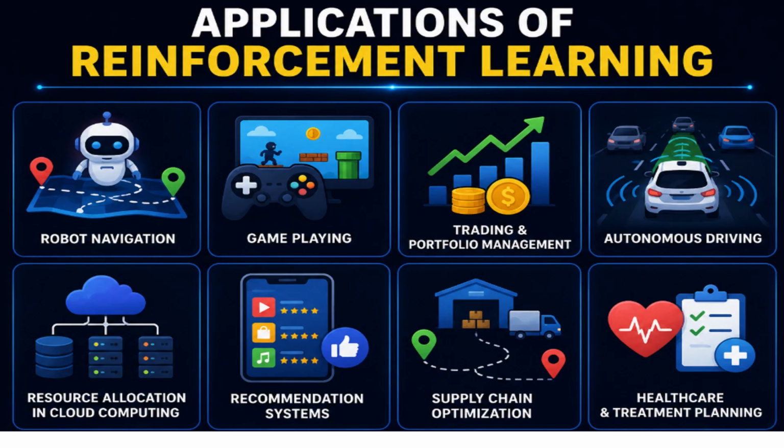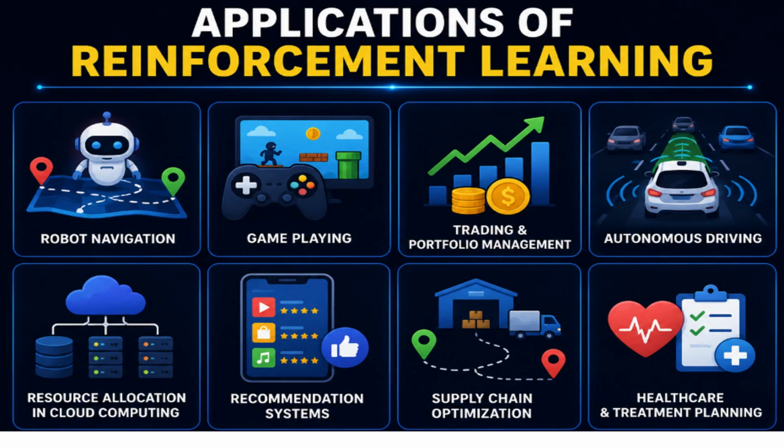Reinforcement learning is used in many real-world applications where decisions improve through experience. It helps robots navigate and perform tasks by learning from their environment. In game playing, it enables AI to master games by learning the best strategies through trial and error.